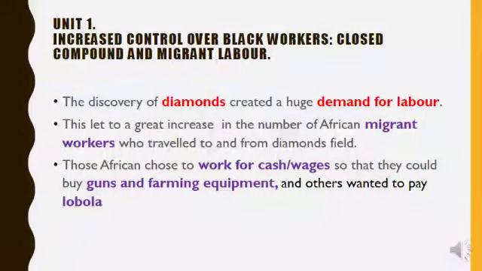First point, increased control over black workers, closed compound and migrant labor. So a closed compound, a compound is a place where people stay. Compound is like a hostel. So if people are coming from different countries outside South Africa, when they were working in the diamond mine, they were housed in the compound. They were given a compound where they can stay. Migrant labor, we refer to people who have migrated, people who left their country to come to another country.